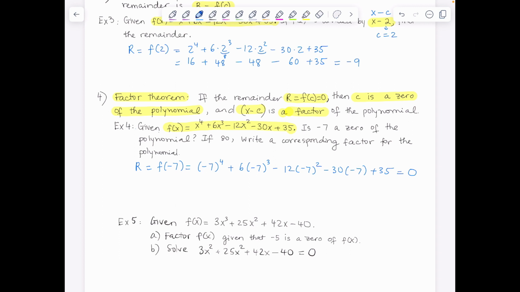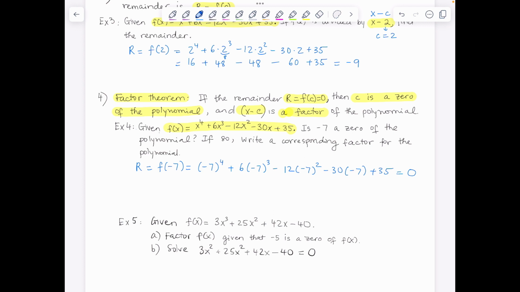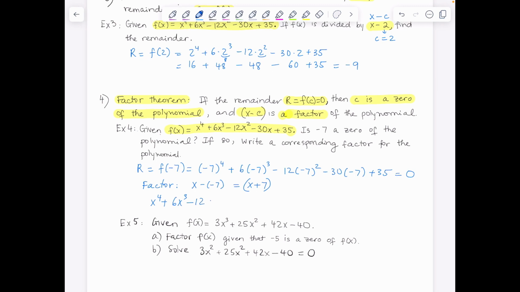So the next step would be, we want to write a corresponding factor for the polynomial. Since it is divisible, we can say that one of the factors is going to be x minus c, which is x minus negative 7, and that equals x plus 7. So x plus 7 here is a factor of the polynomial f of x. What it also means is if you were to factor the function f of x, we would get something like x plus 7, and then there could be multiple other factors here, which we'll have to go further to factor.